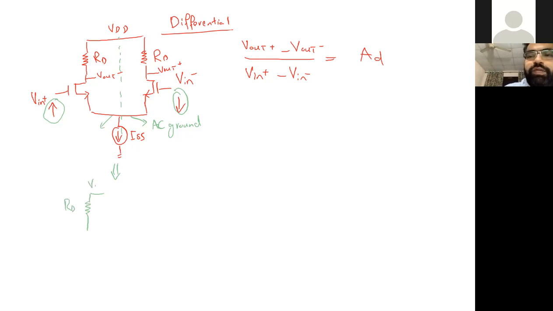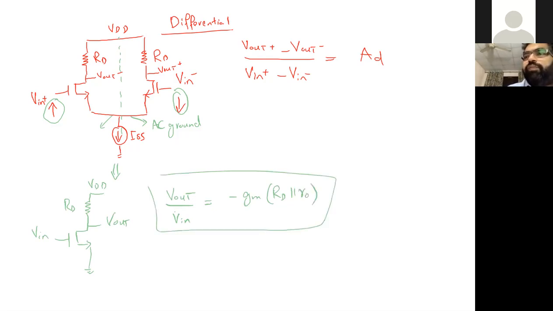RD, VDD. This is the virtual ground, and this is your V out. So if lambda is not 0, V out by V in, now we know that that is equal to minus GM times RD in parallel with R0. Okay, this will be your differential gain.